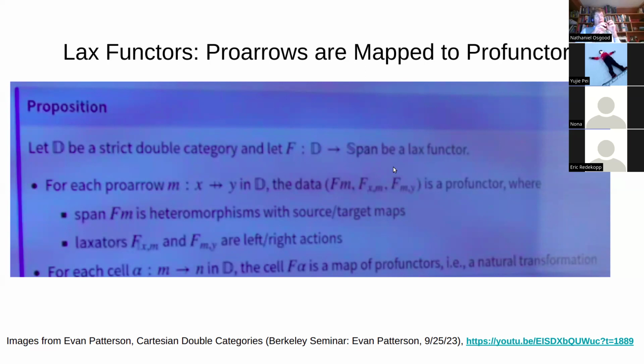So we have objects go into categories. So category of edges, category of vertices. Morphisms in schema category D turn into functors between those categories. Cells in the schema category turn into natural transformations. And pro arrows in the schema category turn into pro functors between categories.